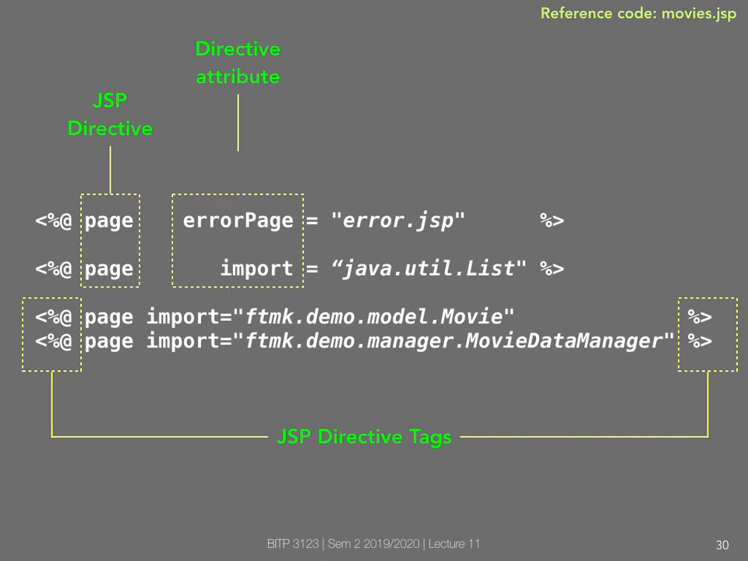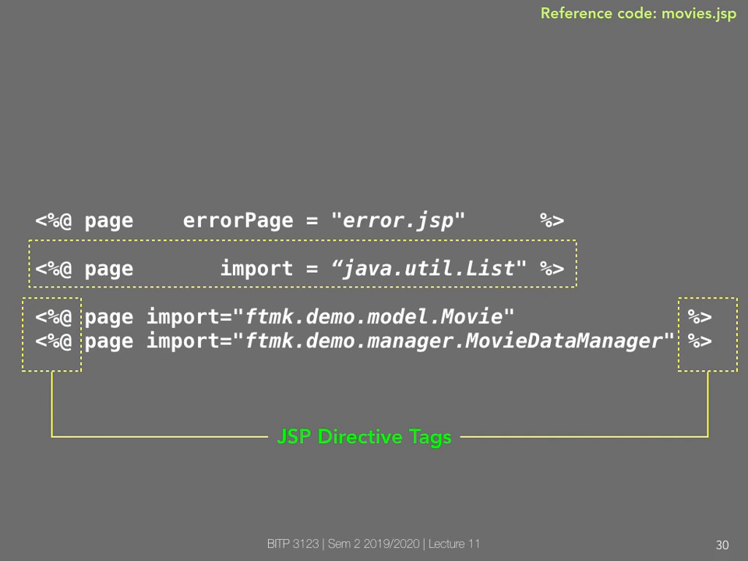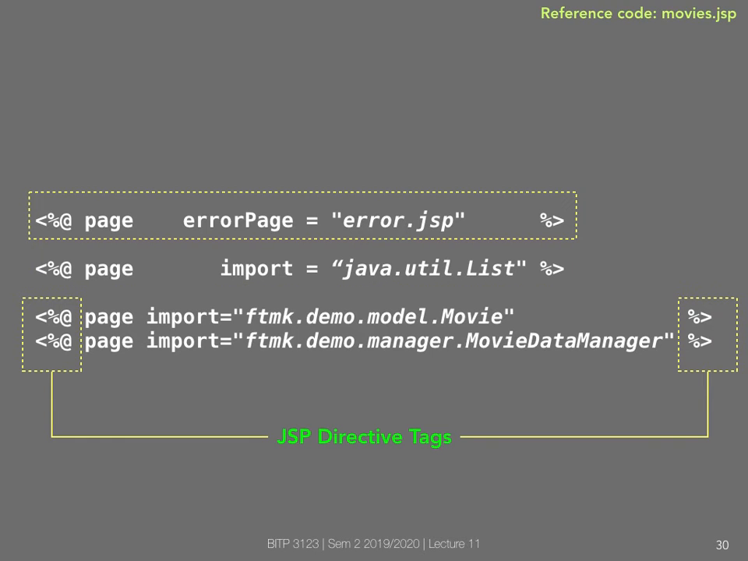attribute, and attribute values. Directive tells the container how to handle certain aspects of the JSP processing. For example, here we have an attribute of import, which is almost similar to how we usually state the import statement in our Java codes. Then we have another attribute, which is error page.